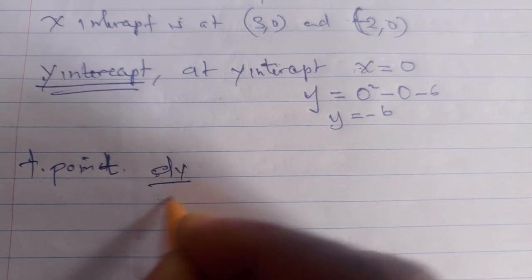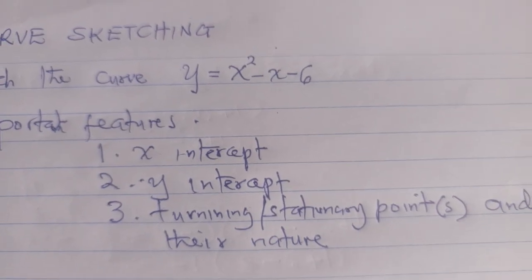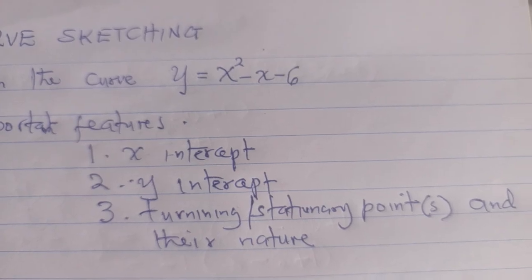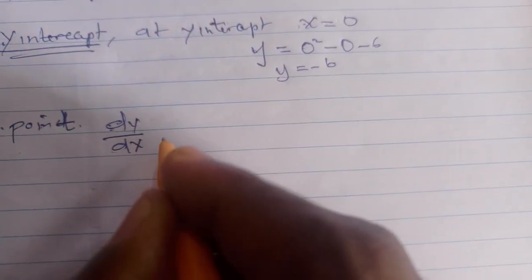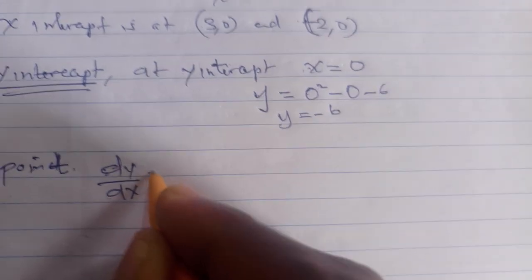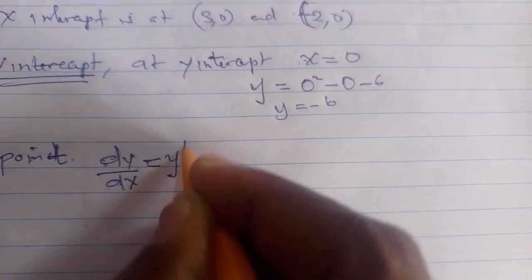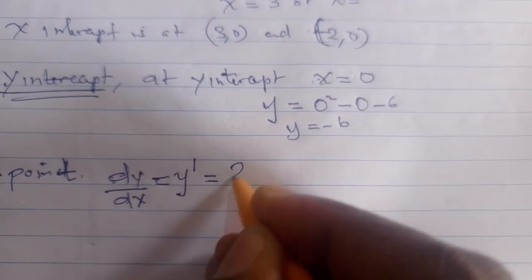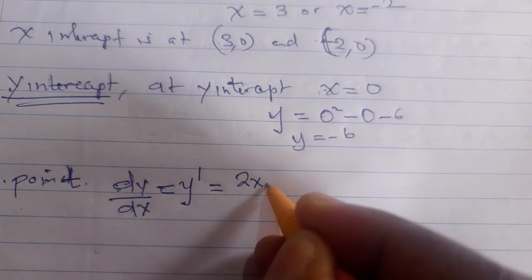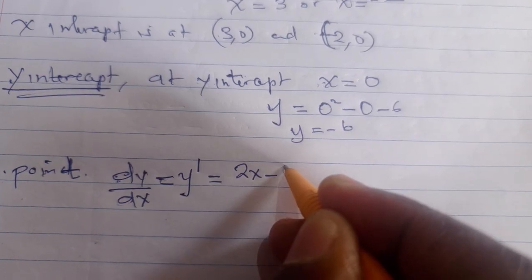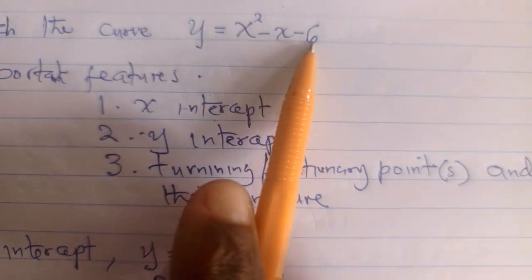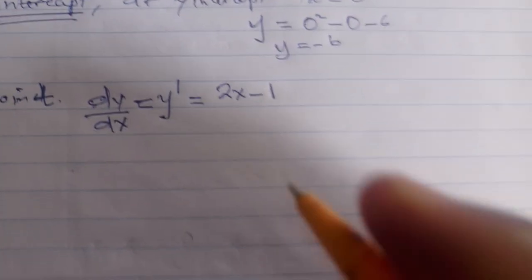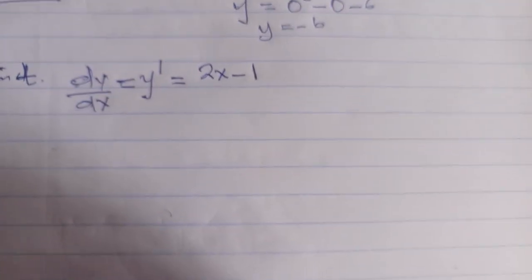dy dx. From your differentiation, you'll know that when you have the function y is equal to x squared minus x minus 6, its derivative, that is dy dx, which is also denoted by y prime, is equal to 2x minus 1. And 6 here is a constant, negative 6 is a constant, and the derivative of a constant is 0.